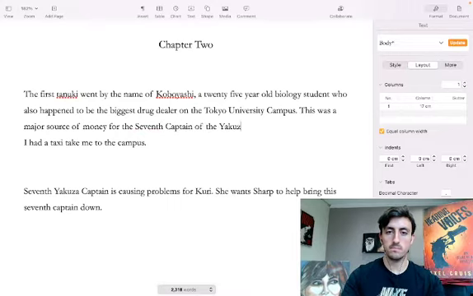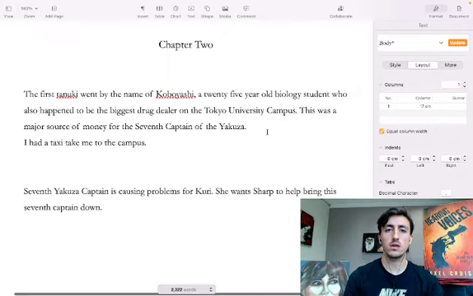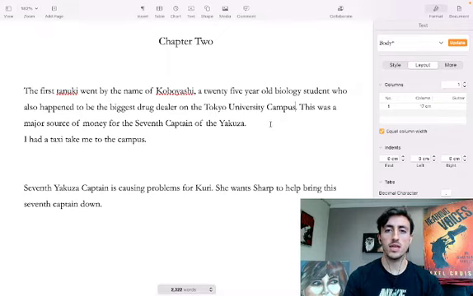Again, this all needs to be sort of shaped up, and it needs to be, what's the word, just made more interesting, right? We need to find out where this Tokyo University campus is. It should be in the district of the seventh captain. It shouldn't be in Shinjuku. So it better not be Shinjuku University. It better be some other ward of Japan within which the seventh captain of the Yakuza lives and has control. Okay, major source of money for the seventh captain of the Yakuza. All right.